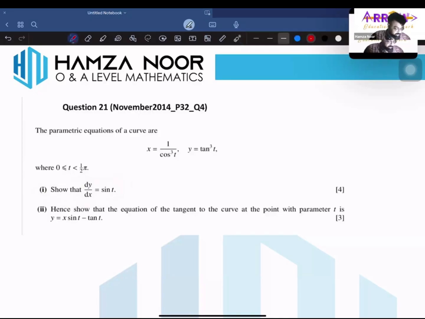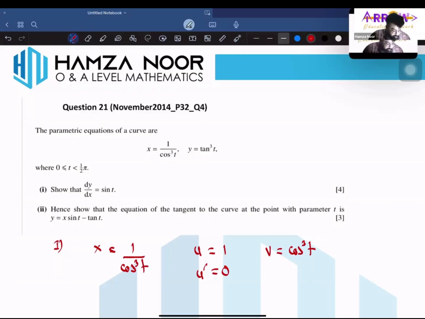First things first, we have x as a function of t, which is x equals 1 divided by cos cube t. This is basically in a fractional form, meaning we are going to use the quotient rule of differentiation over here. So u is 1, therefore u dash is 0. v is equal to cos cube t, and by chain rule we are going to find the v dash function.